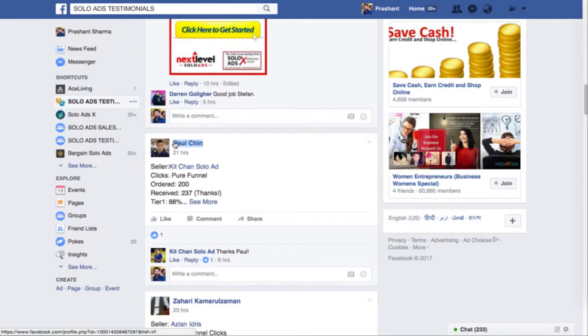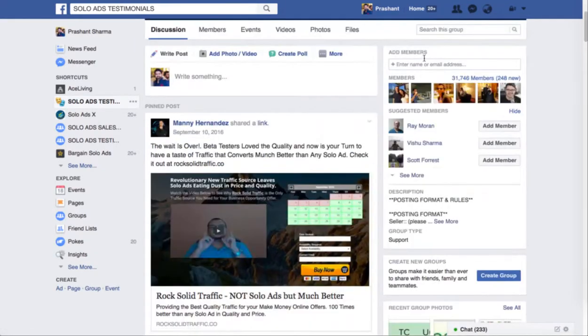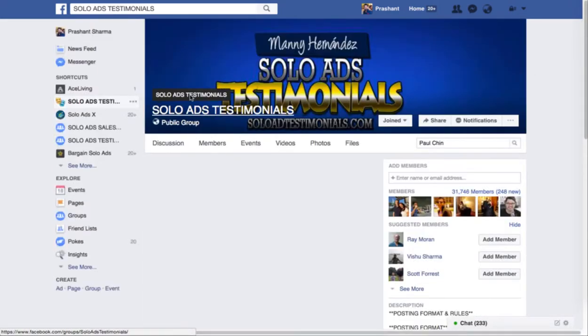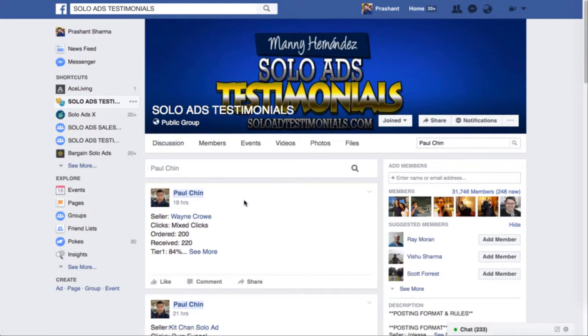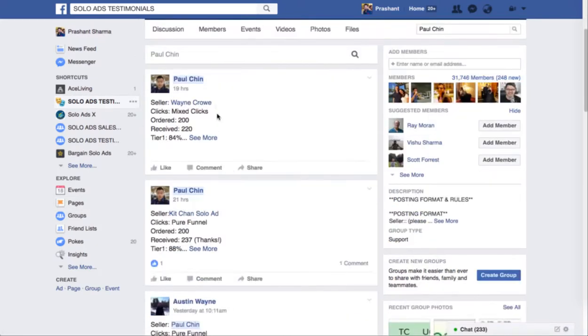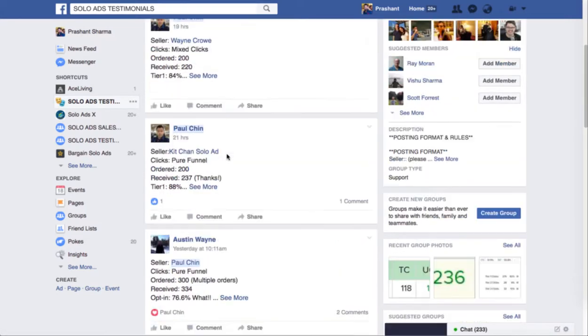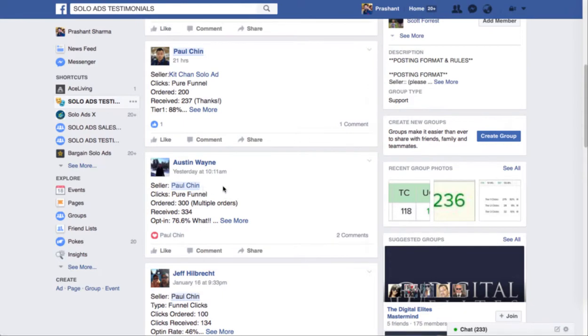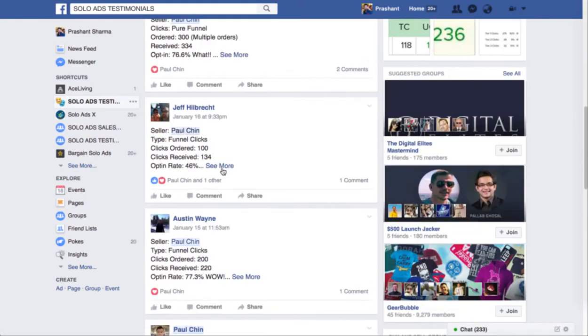Let's go to this in another group, take his name, search this group. What this does is it searches the entire group history and finds all the posts by Paul Chin. Okay, Paul Chin has bought, by Wayne Crow, from Wayne Crow 19 hours ago, 21 ago from Kit Chan, yesterday from Paul Chin. Okay, no, this is not his review.